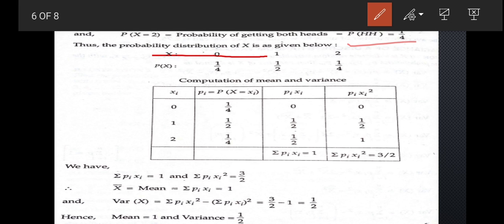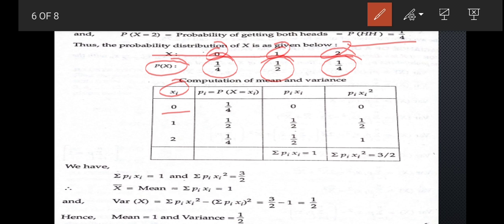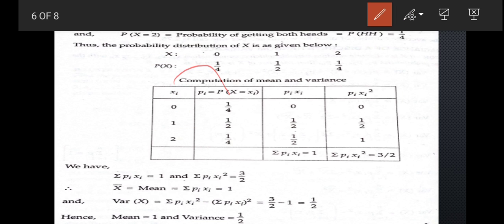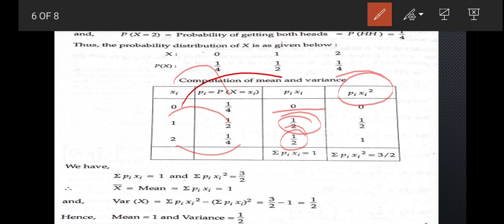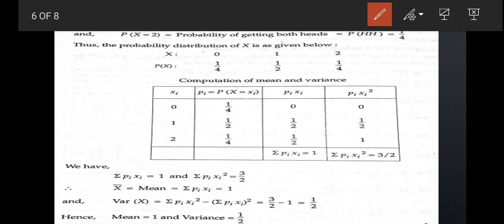So if we write x equal to 0, 1 and 2, the probability of getting 0 is 1 by 4, of 1 is 1 by 2, and of 2 is 1 by 4. So now we write xi equal to 0, 1, 2, with probabilities 1 by 4, 1 by 2, 1 by 4. And pi xi, how do we find it? xi into pi: 0, 1 into 1 by 2 is 1 by 2, 2 into 1 by 4 is 1 by 2. For pi xi square, we have to take xi square, so 1 by 4 into 0, that is 0.